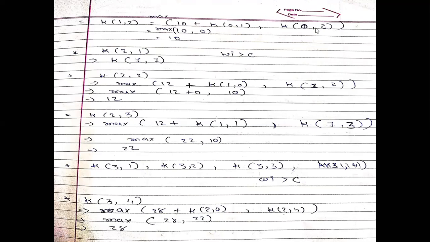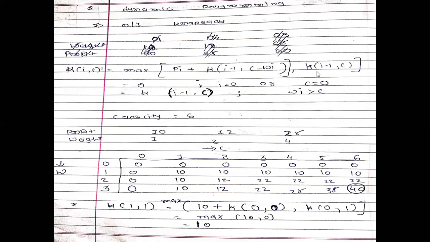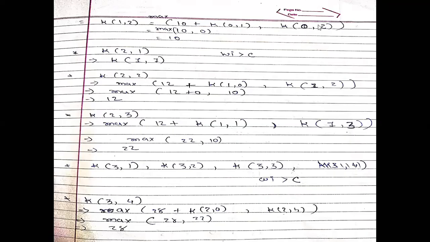Again, then after that K of I minus 1, that is 1 minus 1, 0, and C equals 2. So here you have to put 0, 2. In 0, 2, obviously if either of the two is 0, then 0 will come, so the value here will be 0. K of 0, 1 will also be 0, plus 10. So here 10, 10, 0, 10.